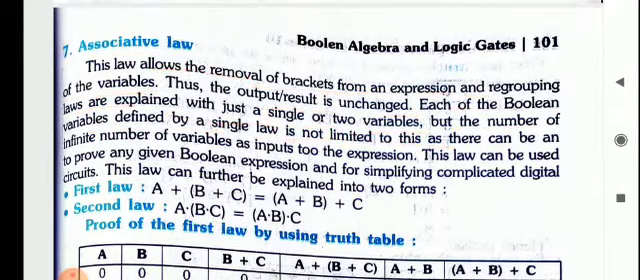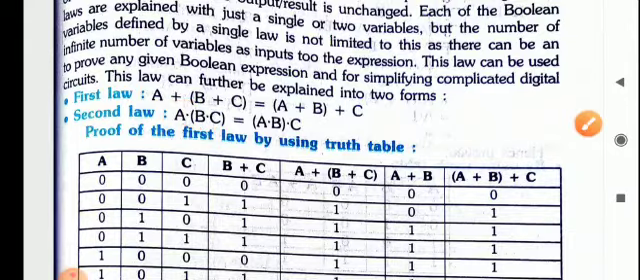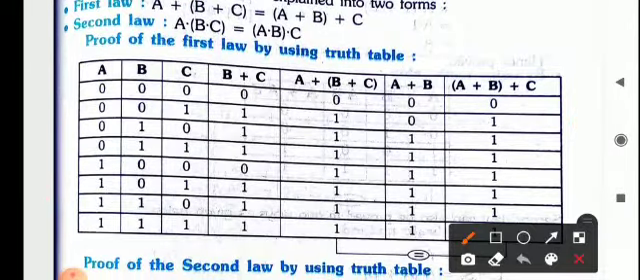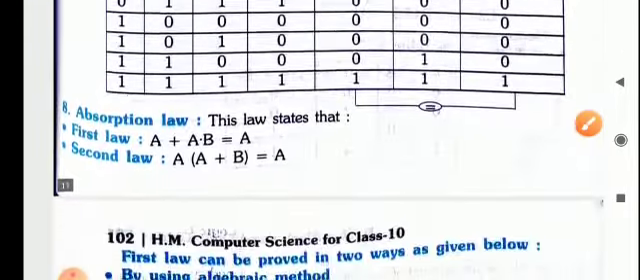Okay, now you can see the associative law. A plus (B plus C) is equivalent to (A plus B) plus C. Similarly, multiplication of it is also the same. A dot (B dot C) is equivalent to (A dot B) in brackets dot C. Okay, then the proof again is given through the truth table. Fine. Next, the proof of the second law is also given through a truth table.